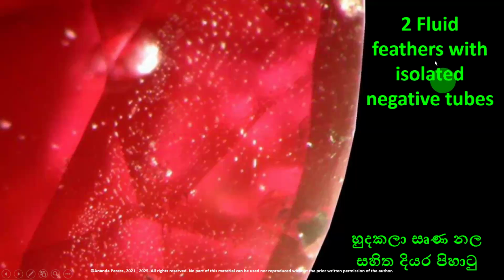What is it? Fluid feathers. All are feathers with isolated negative tubes. All the negative tubes. Inside these negative tubes, there is a fluid. Maybe H2O or CO2. H2O or CO2. Only two. So fluid feathers. These feathers are full of fluid. Liquid state of the matter. We are moving to next.